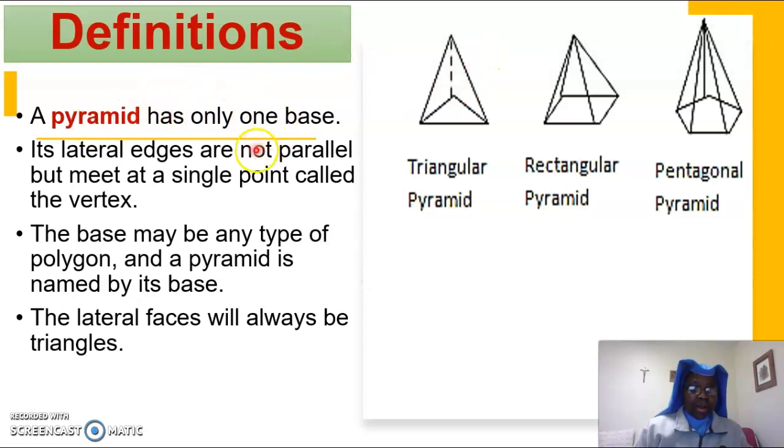Again, a pyramid has only one base, so the lateral edges are not parallel. And the lateral faces are always triangles, unlike a prism, whose lateral faces are always rectangles. So they are named depending on the shape of their base. Triangle, triangular pyramid. Rectangle, rectangular pyramid. Pentagon, pentagonal pyramid, and so forth.